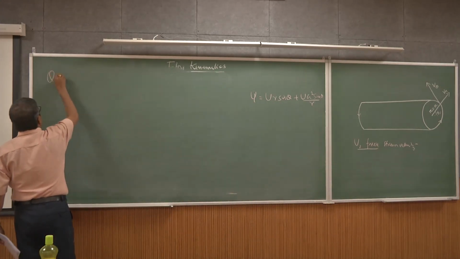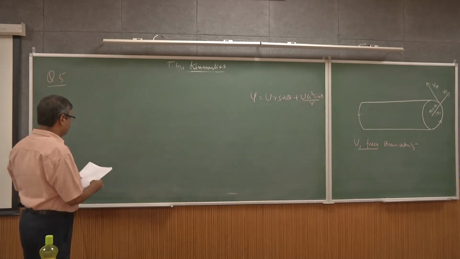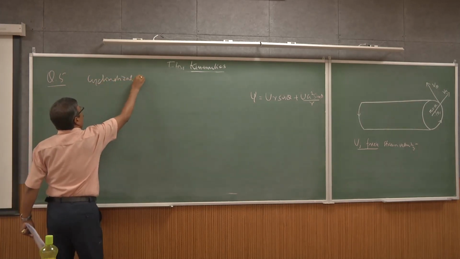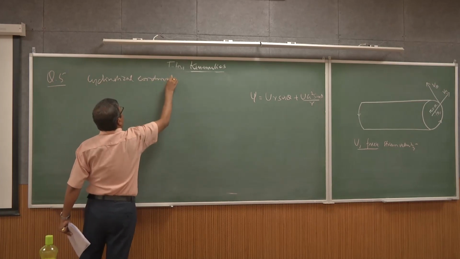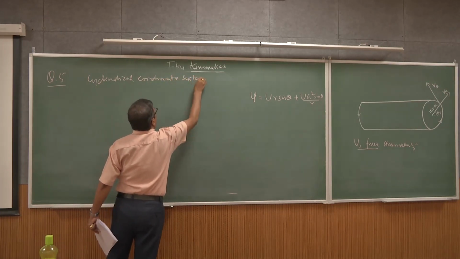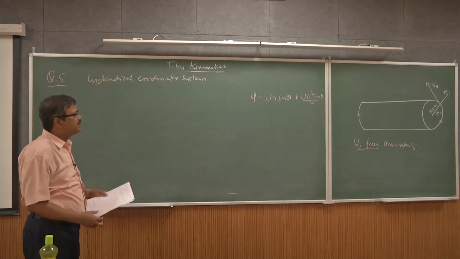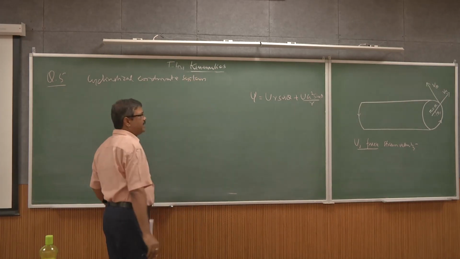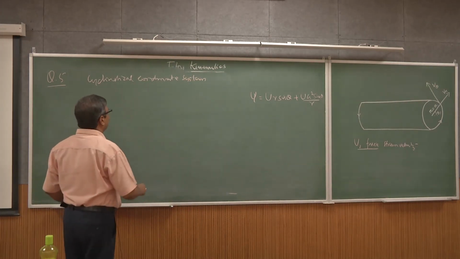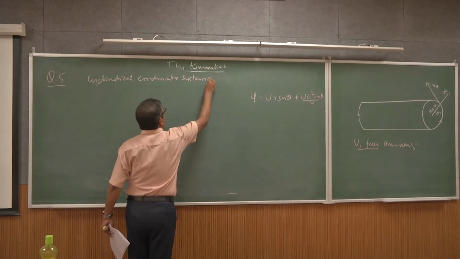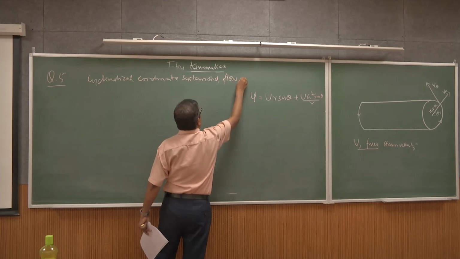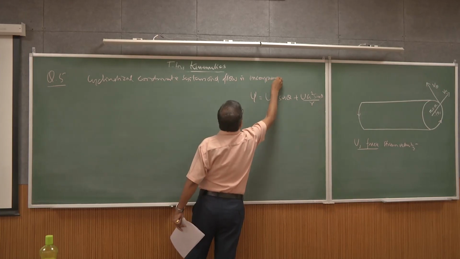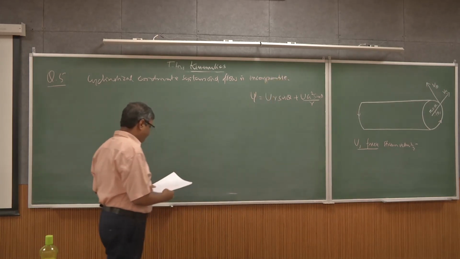system. Cylindrical coordinate systems, that's what we are using. So we have to write the velocity in terms of the stream function for a cylindrical coordinate system, as the flow is also incompressible. Okay, that's the basic definition here.